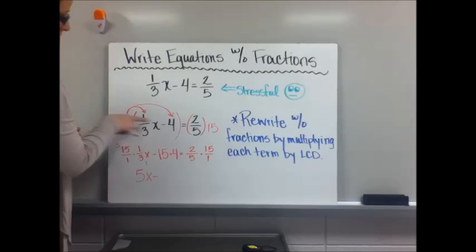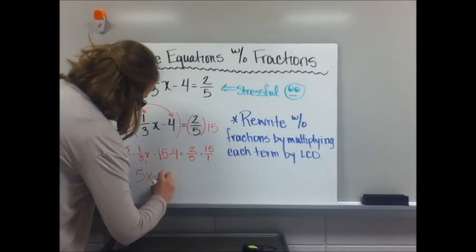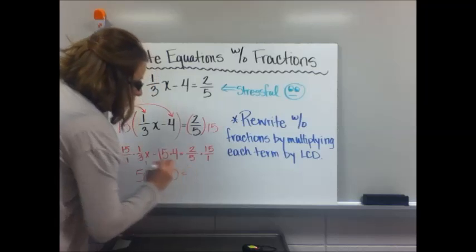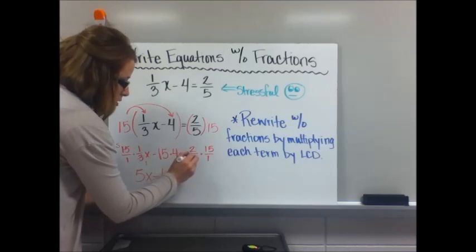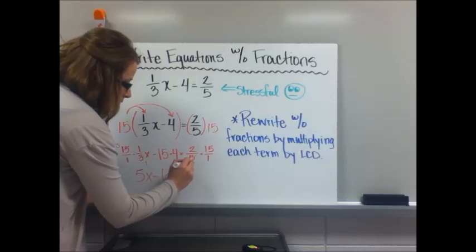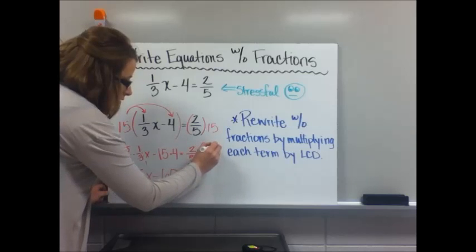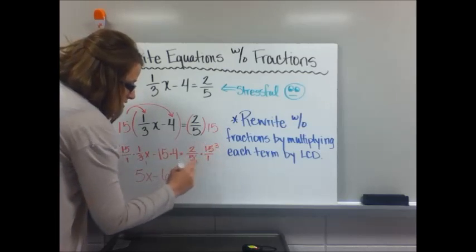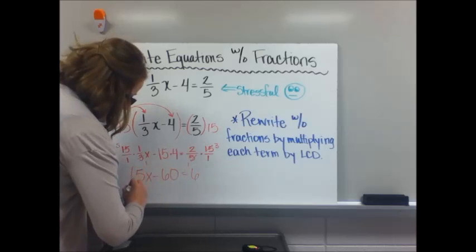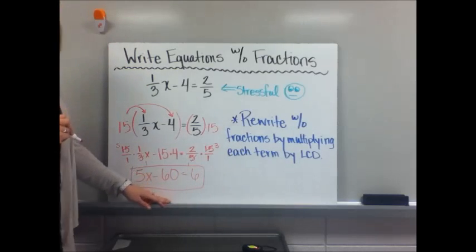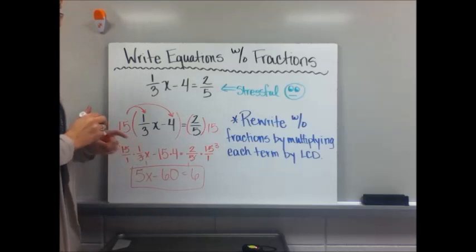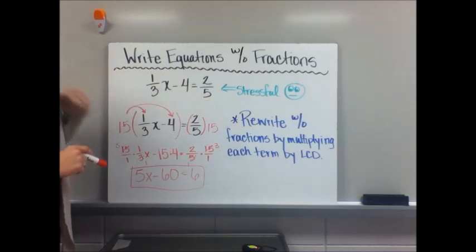And then I'm going to do 15 times 4, which is 60, equals, and I'm going to multiply the right side by 15 as well. I could cross-simplify there. That goes down to 1, that goes down to 3, 2 times 3 is 6. And now I have written an equivalent equation, but this one is a lot easier to do than this one up here.